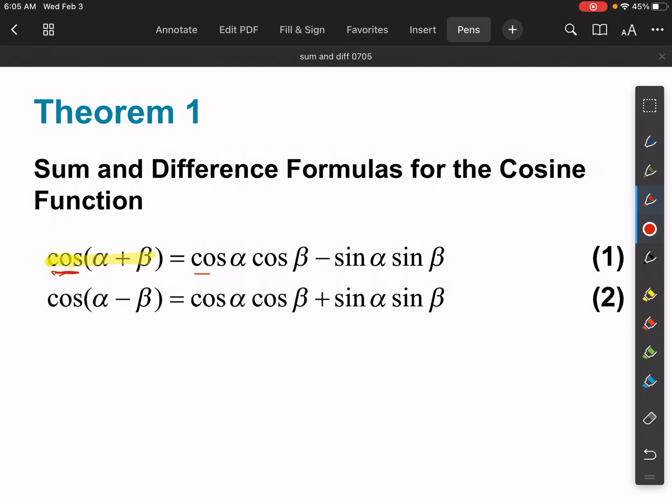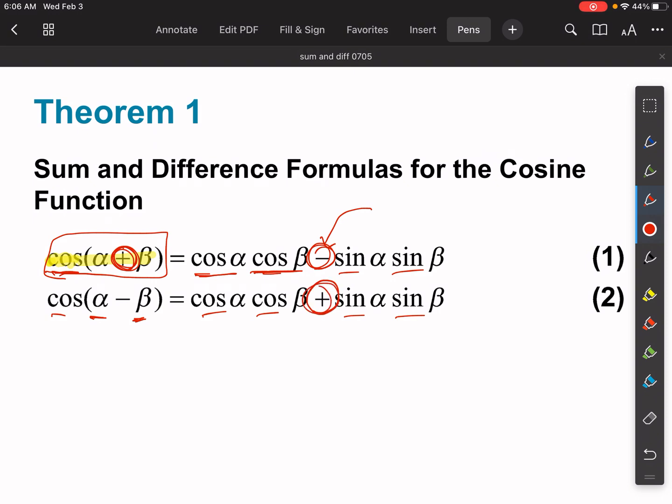Cosine is always cosine, cosine, sine, sine. Cosine, cosine, sine, sine. Okay, if you are finding the sum of two angles, you're going to multiply the cosine of each individual angle together and then subtract. So notice this, the signs here are opposite. The signs multiplied together. If you want to know the difference between two, so if you take two angles and you subtract the two and you want to know the cosine of those, you're going to multiply the cosines together and then add the sines.